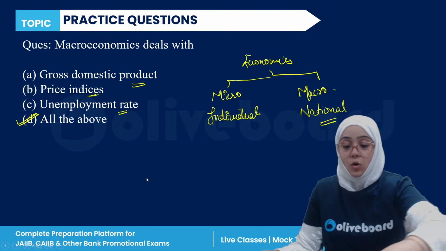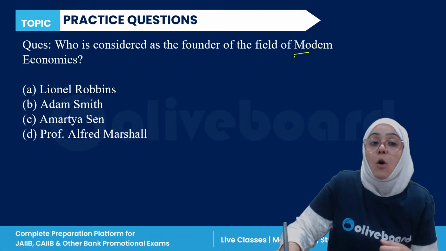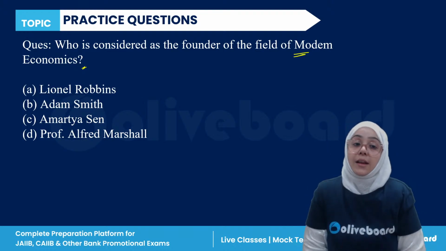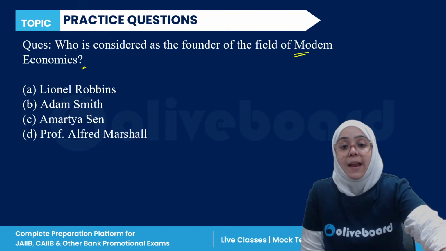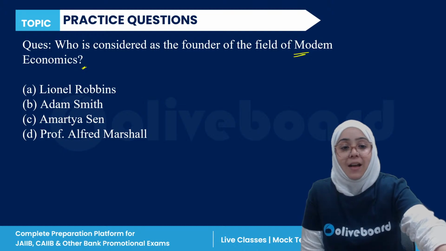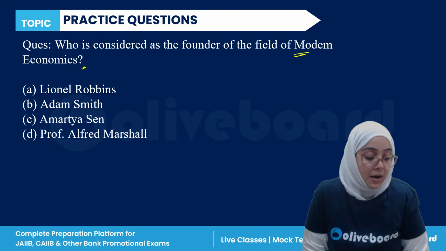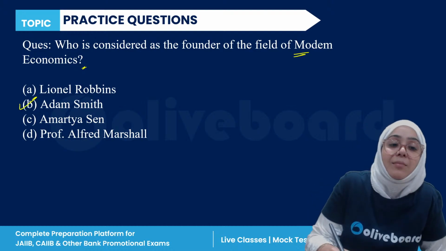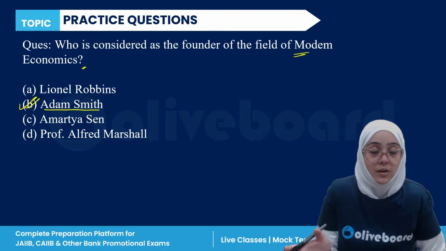Now, the next question: who is considered as the father of modern economics? Who is considered as the founder of the field of modern economics: Lionel Robbins, Adam Smith, Amartya Sen, or Alfred Marshall? Everyone, please answer. Okay, everyone is correct here. Yes, Adam Smith is the correct answer. These are actually one-word questions related to your basics of economics, right?